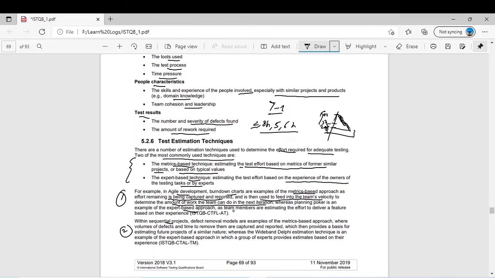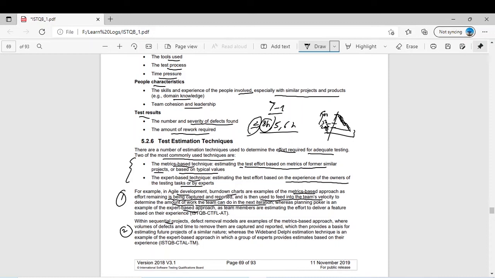we ask the person who has estimated the lowest number and the person who has estimated the higher number, like what are the risks you are looking into, like they are guessing, and based on that guess we ask the lowest and the highest person what the reasons behind them are, and then we take the average. So planning poker is an example of expert-based approach in agile development, and this burn down chart is an example of metric-based in agile development.